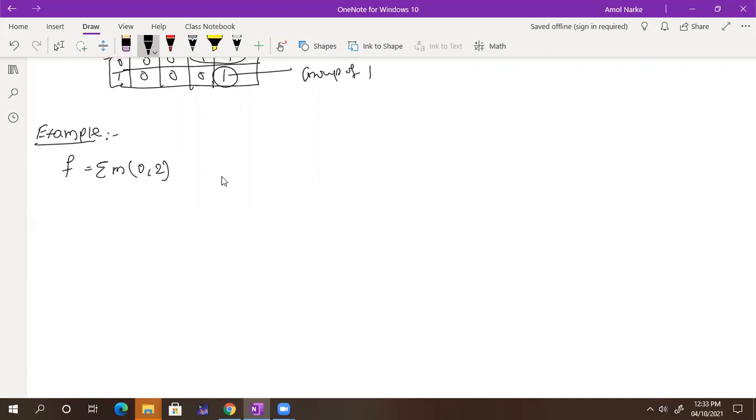They are saying: find or evaluate using a two variable K-map. Two variable K-map is nothing but the Karnaugh map. So yes, fine. Tell me what is minterm of 0 and 2. So first we write, what is my function?